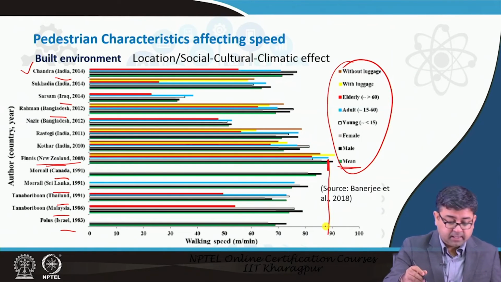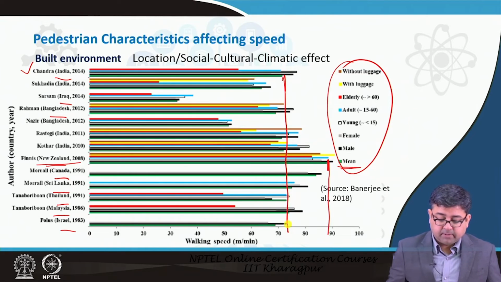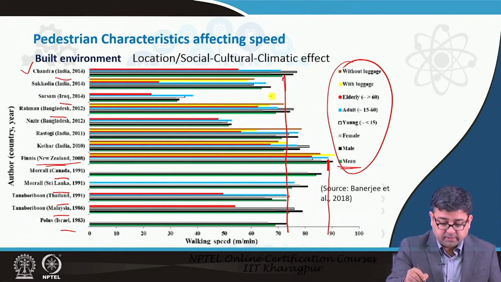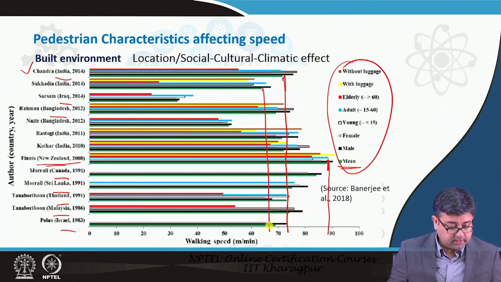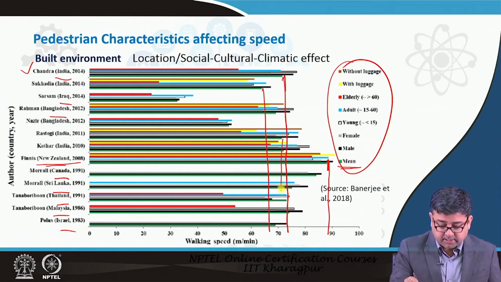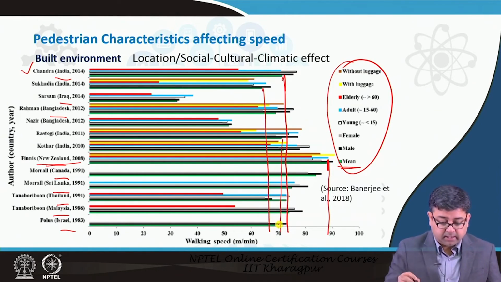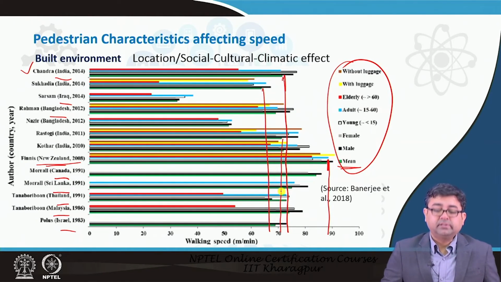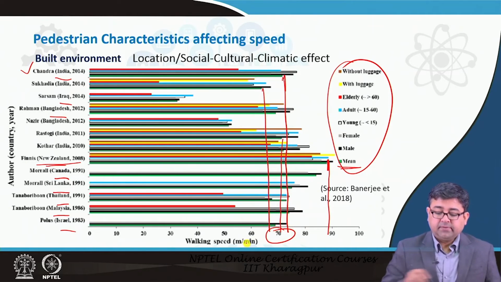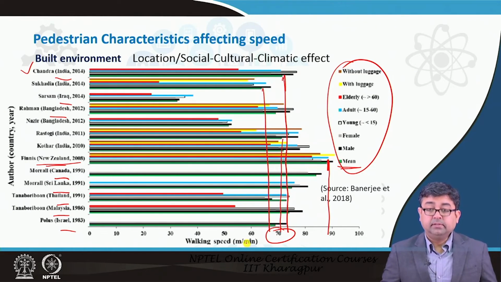If you look at India, different studies say different things. One study has said that speed is just above 70, maybe 75. The other study says it is less than 70, and let us see, so it is around 70. So, I think under Indian conditions it is safe to say that the average speed of pedestrians is somewhere around 70 meters per minute, the mean speed, right.